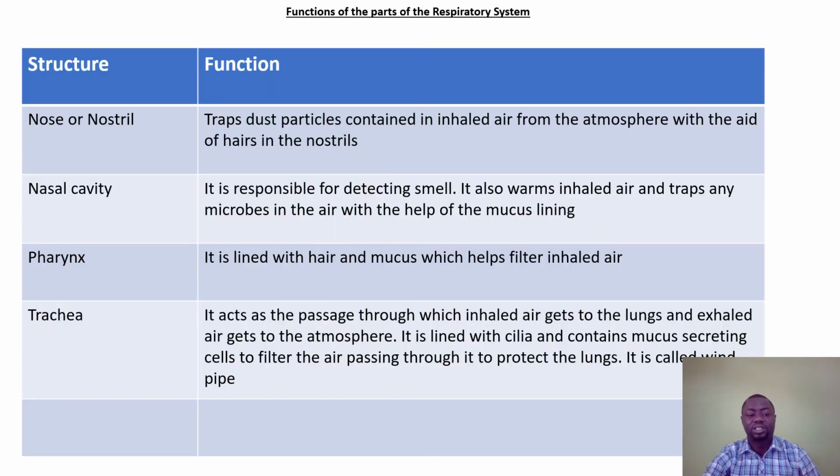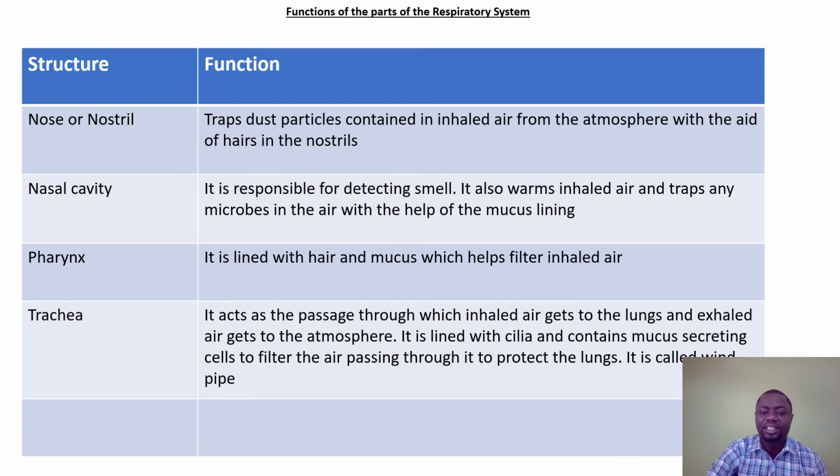Now let's look at the functions. The nose or the nostrils trap dust particles contained in inhaled air from the atmosphere with the aid of hairs in the nostrils. There are hairs in the nose that trap dirt when they come into the nose. When you breathe in, air contains a lot of things, and not all of them are good for the system inside our body. So the hair in the nostrils traps the dirt so that it doesn't go inside our bodies.